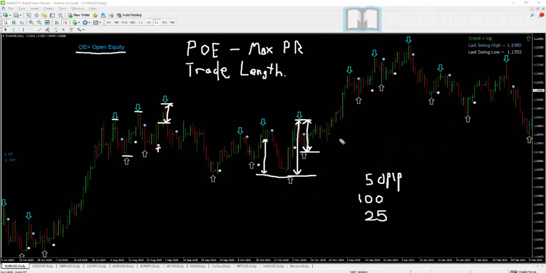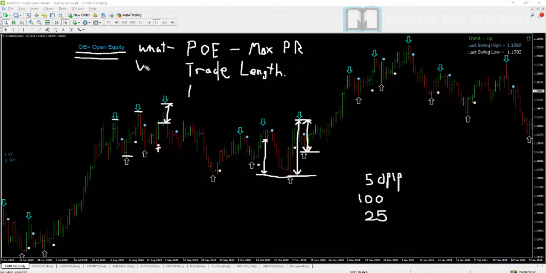So how do you measure it? You measure it from your point of entry to the maximum point reached. And then you quantify the results, and that tells you where you're going to be going from there onwards. All right, so open equity, what we've done is we know what it is. It is the point of entry to the maximum point reached.